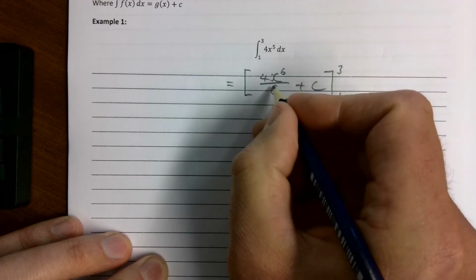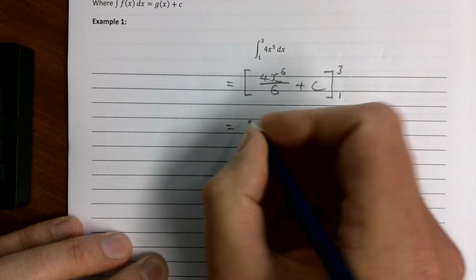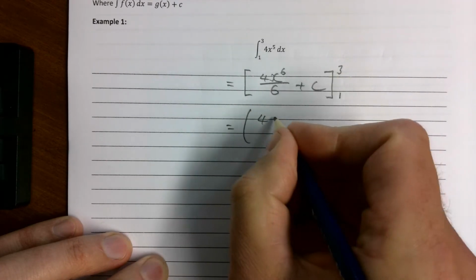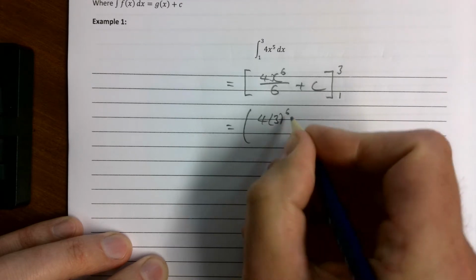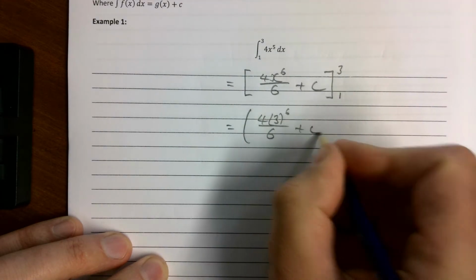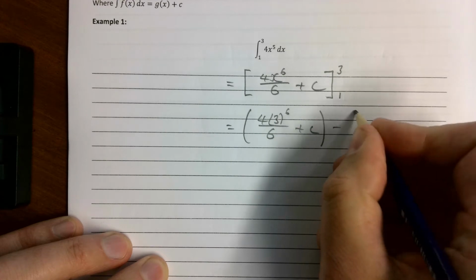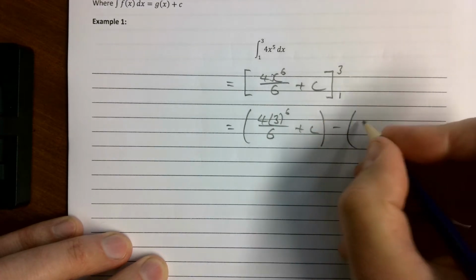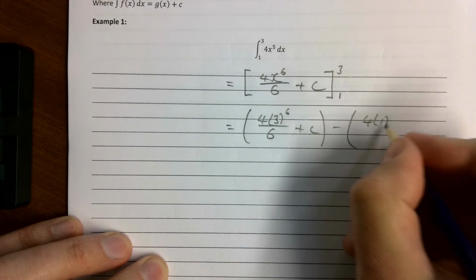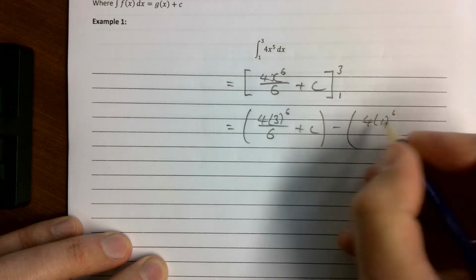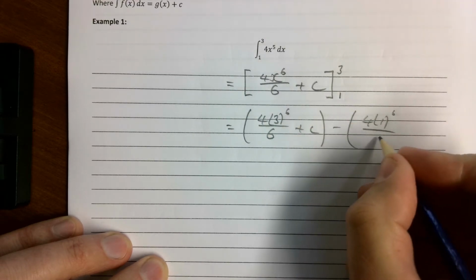We substitute the number 3 into it: 4 upon 3 to the power 6 over 6 plus c. And then we substitute the number 1 into it and we subtract it. 4 over 6 obviously tidies down to 2/3, but we'll leave it as it is for the minute.